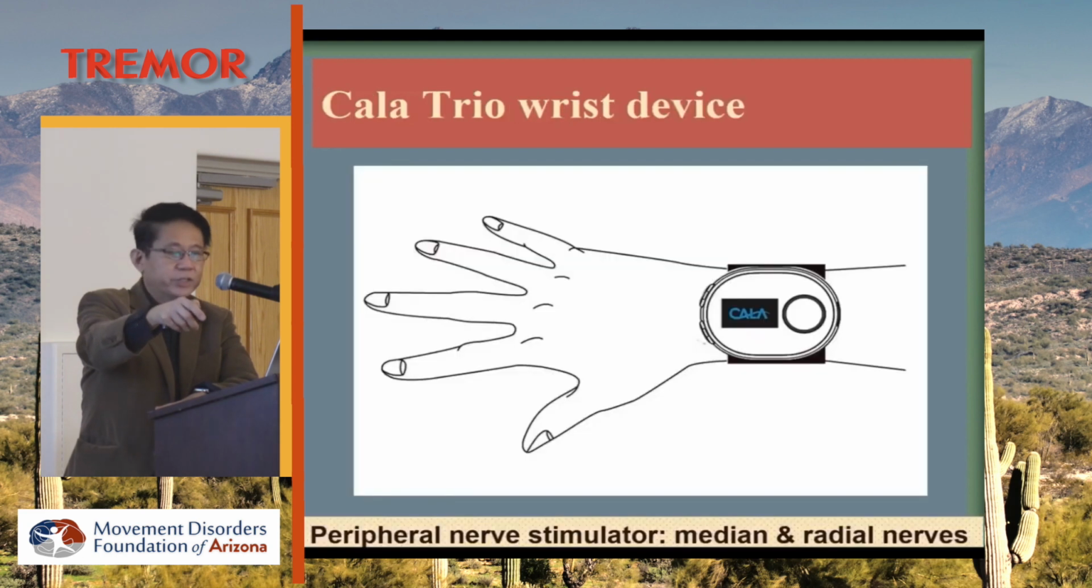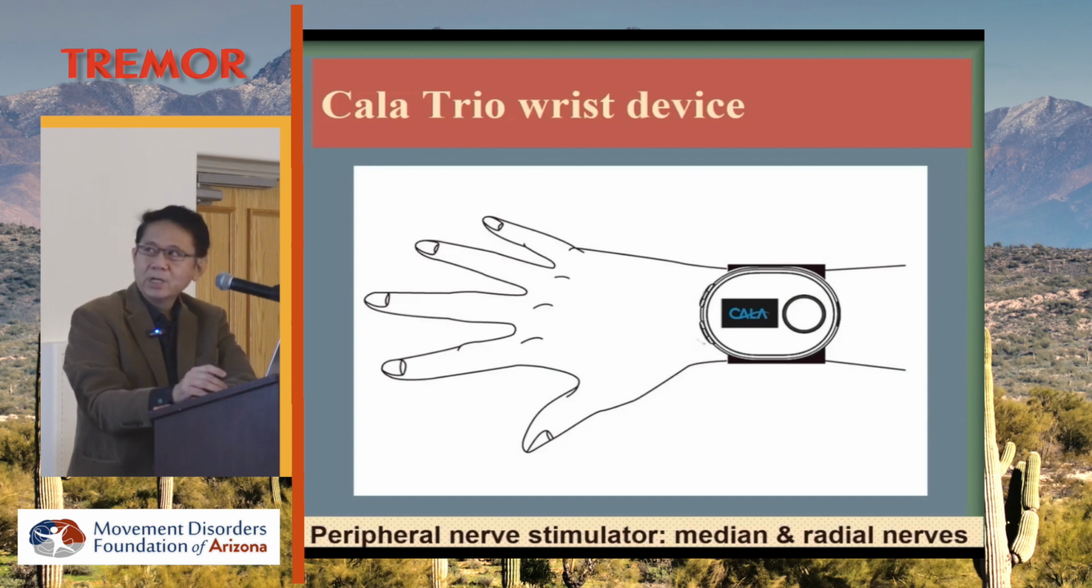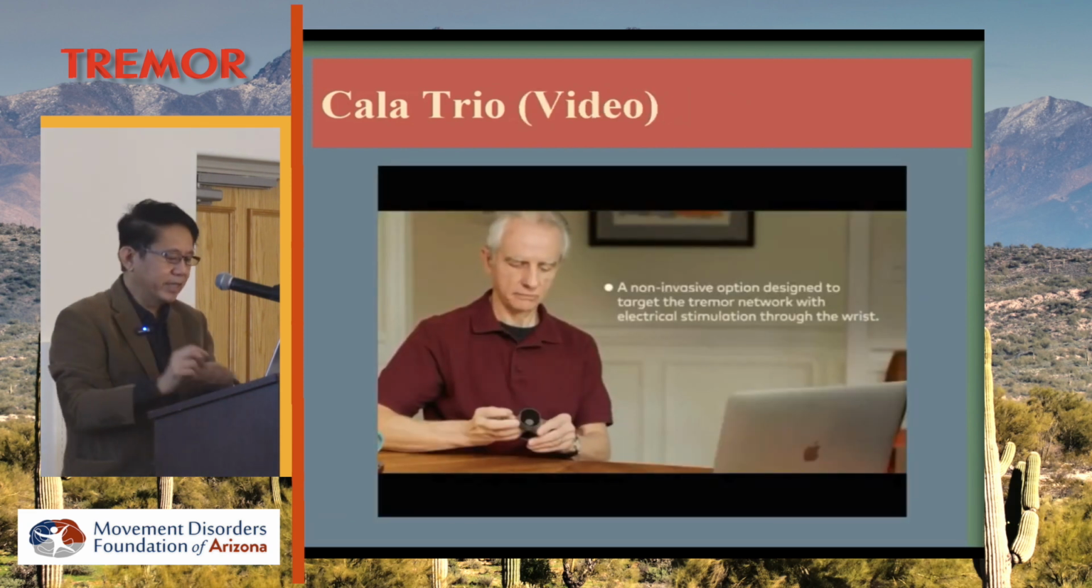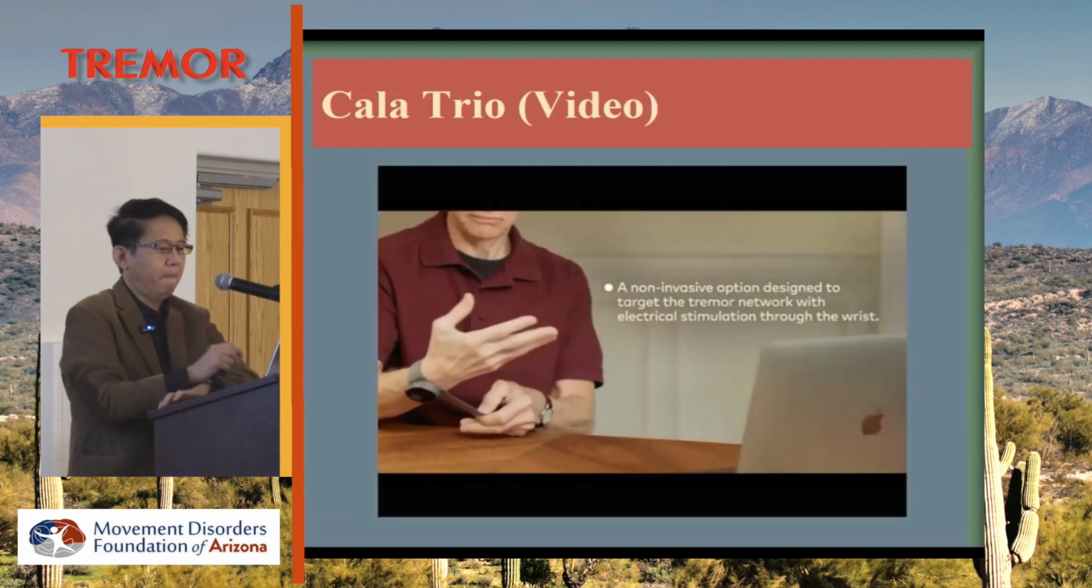And then I'm going to encourage you to check out the tables. One of the tables has the Calatrio. So this one is run by a battery. Peripheral nerve stimulation through the wrist.